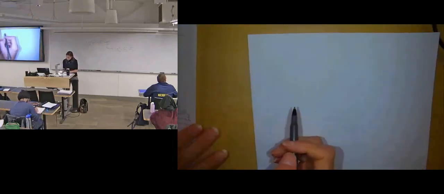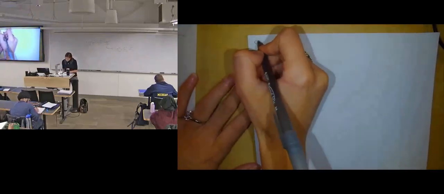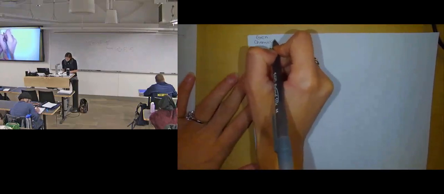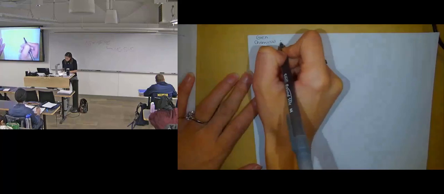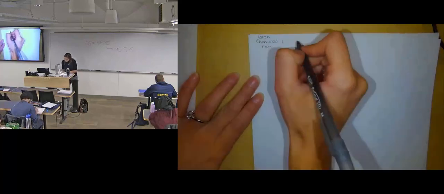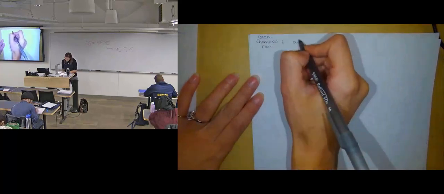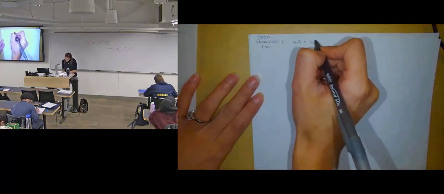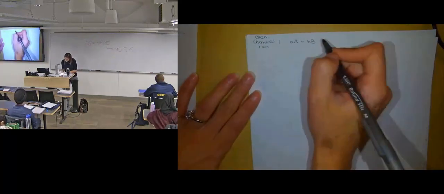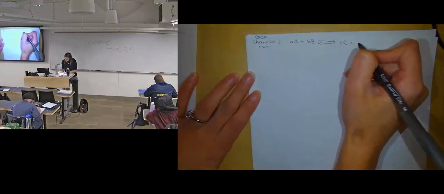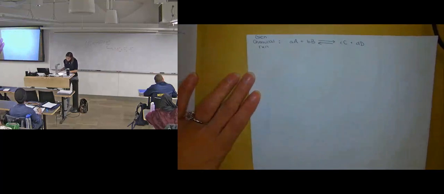So if you have your general chemical reaction that we're used to seeing, right? That we were writing some stoichiometric amount of A plus a balanced amount of reactant B going to C plus D. We've seen this many times, okay?